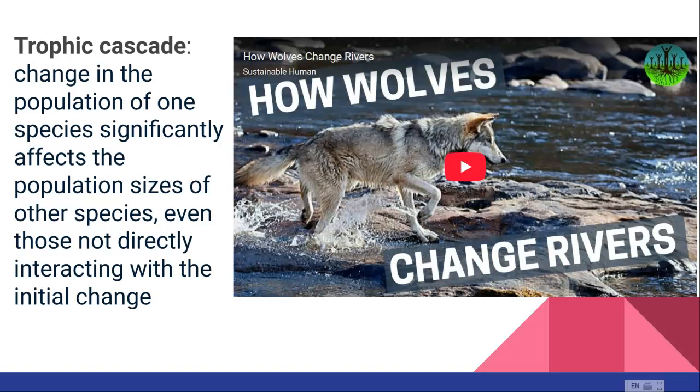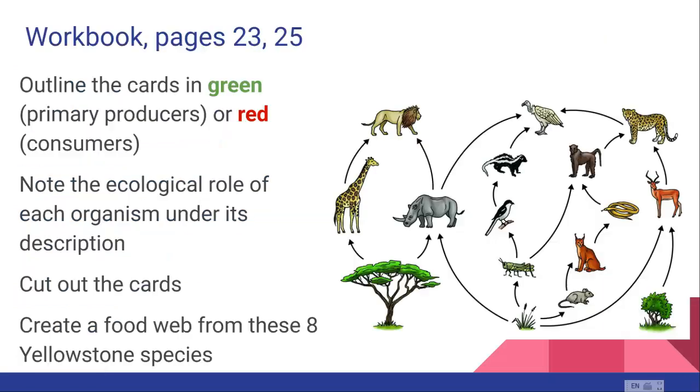Not just the deer, but everything that was affected by the deer, including the plants, the birds, all sorts of things. I don't want to give away the punchline here, but it's an amazing video. Make sure that you watch it, maybe even several times. Okay, so this is called a trophic cascade.